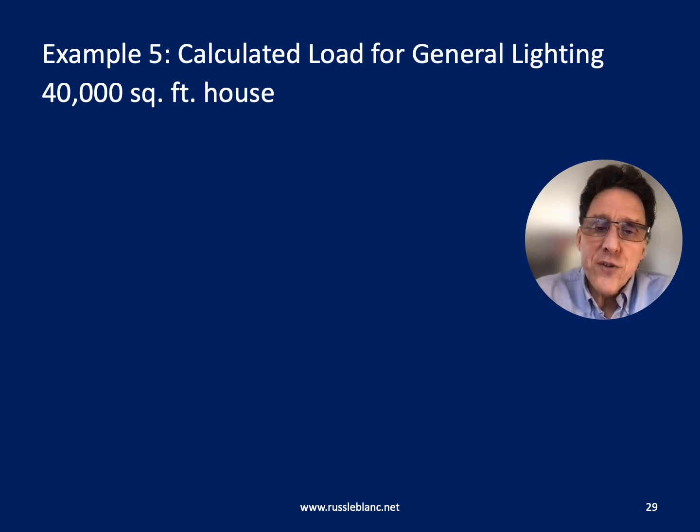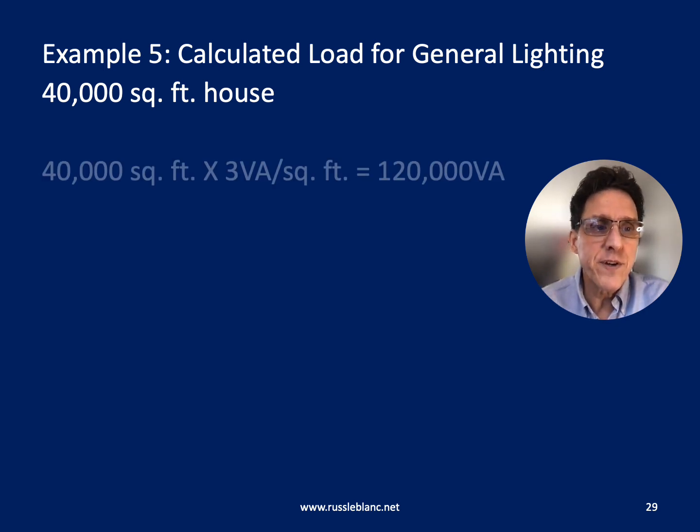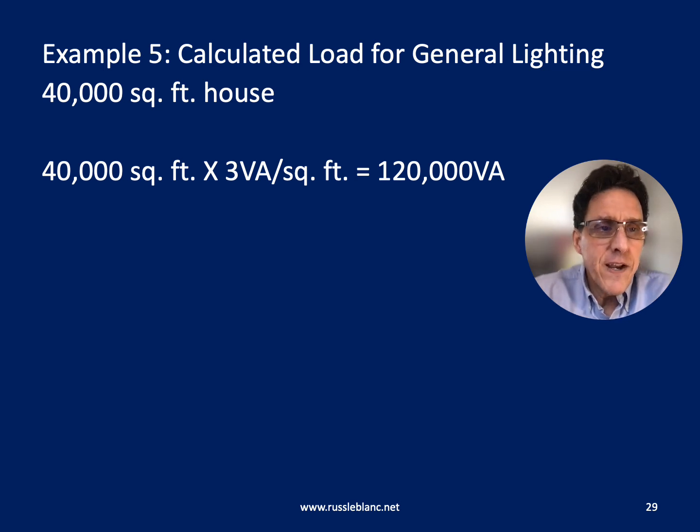If we just focused on the general lighting for this, a 40,000 square foot house, just the general lighting, we'll forget about the small appliance and the laundry for now, just for this example. I just want to show you how we're going to max out the first two portions. Okay, 40,000 square foot house. If we take the 40,000 square feet and multiply by 3 volt amps per square foot, that gets us to 120,000 volt amps.